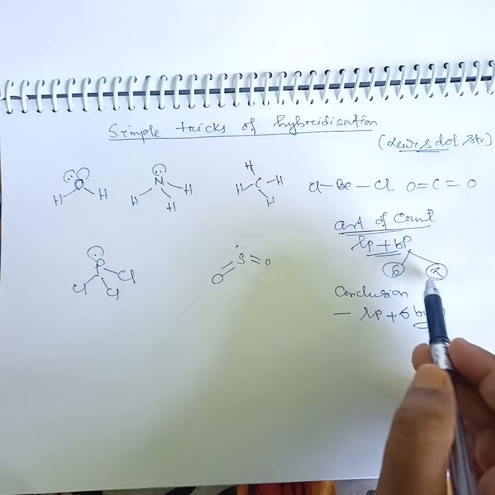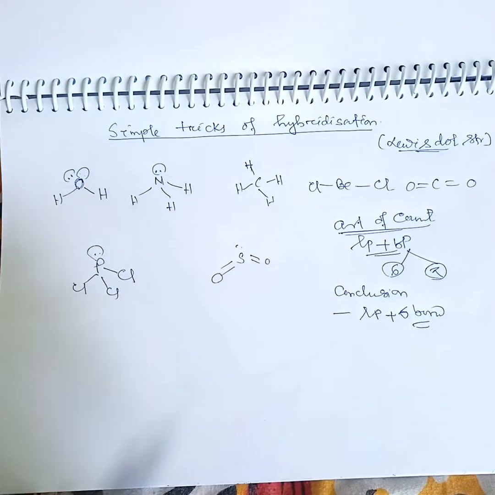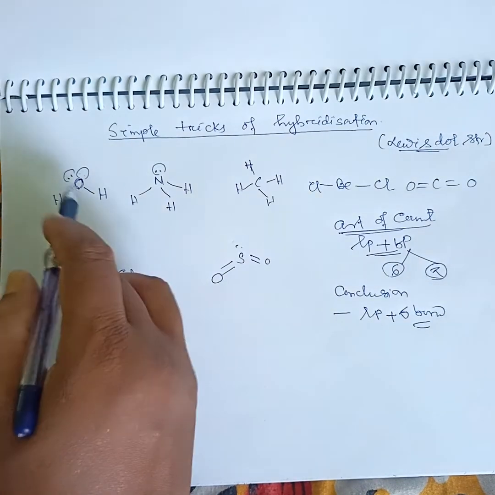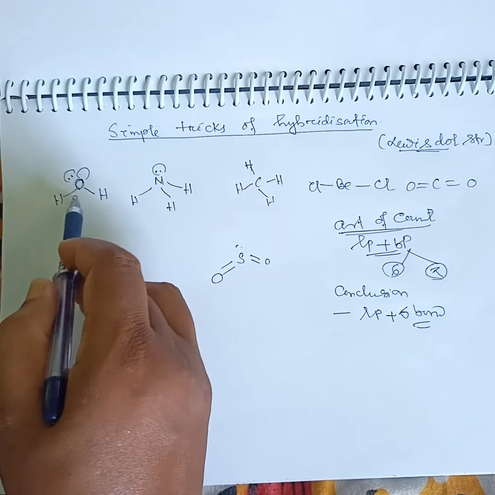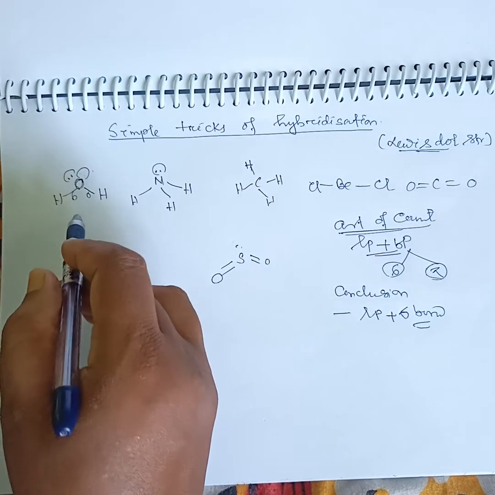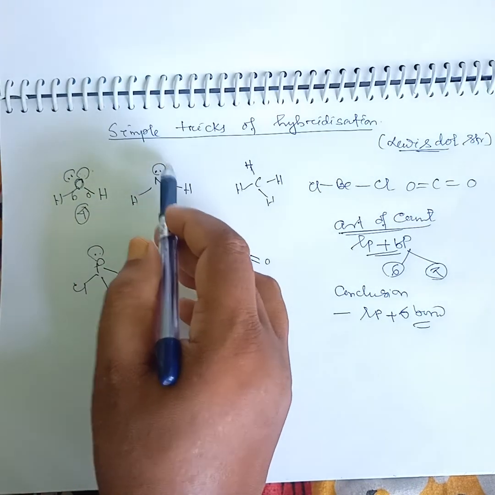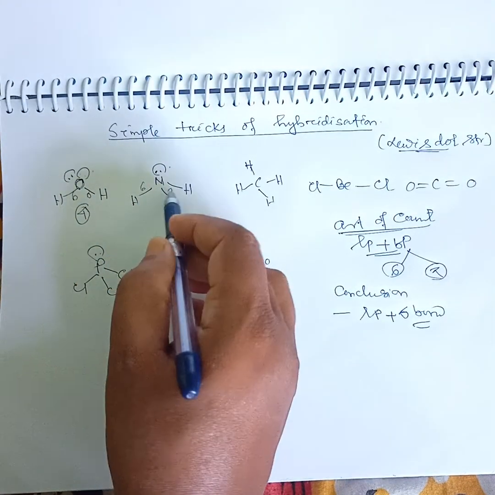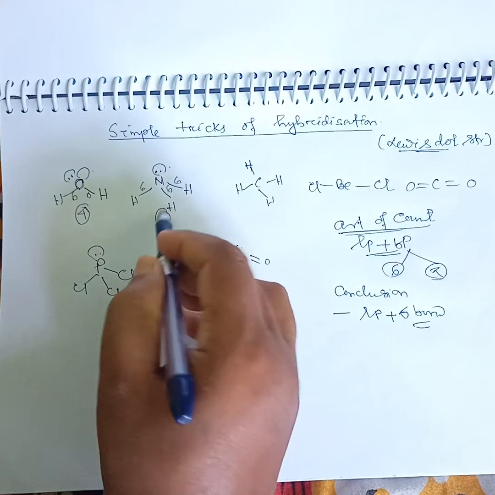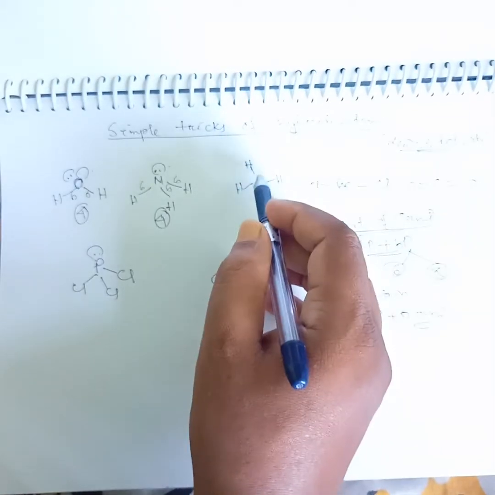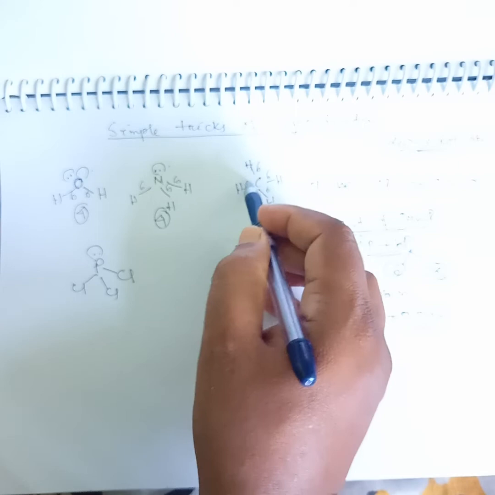So there is no need for any confusion. Whenever more than one bond is present between two atoms, one is a sigma bond and the other is a pi bond. So always we have to count the lone pairs and sigma bonds. In the water molecule, 2 sigma bonds and 2 lone pairs, so in total 4. In ammonia, 1 lone pair and 3 sigma bonds, so total 4. In methane, there are 4 sigma bonds, so total 4.